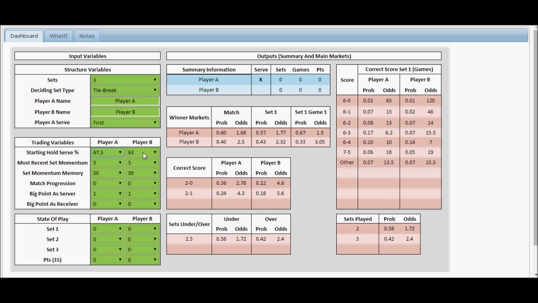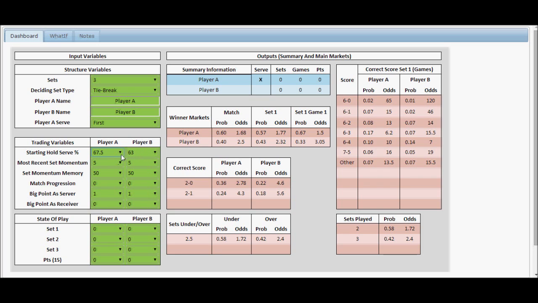So basically that's a decision at the start, and you can change it in running as you think the game is progressing, and tennis is quite a streaky game, and I think there's a lot to be observed by watching the match, so you might not always leave these the same.